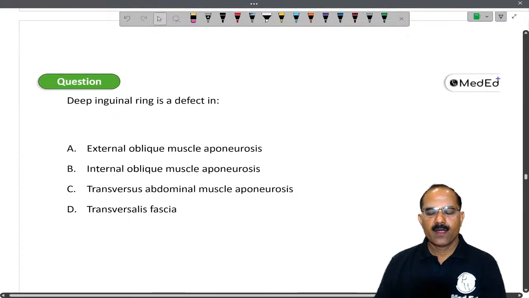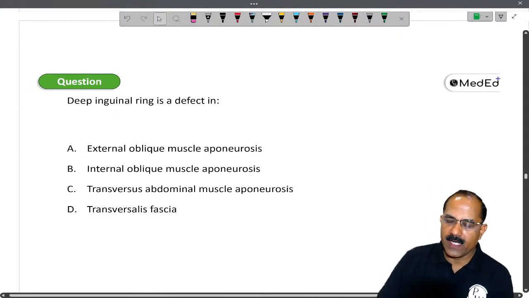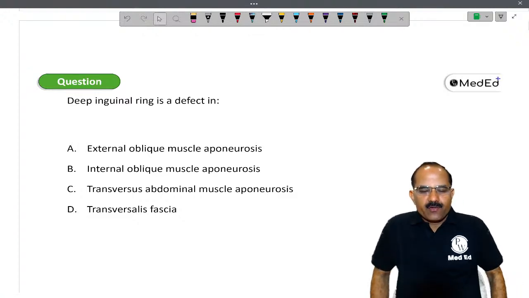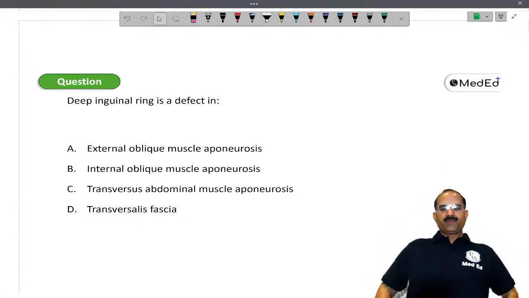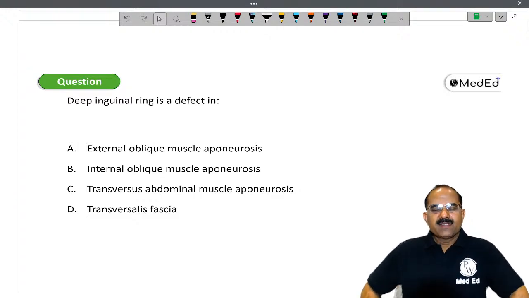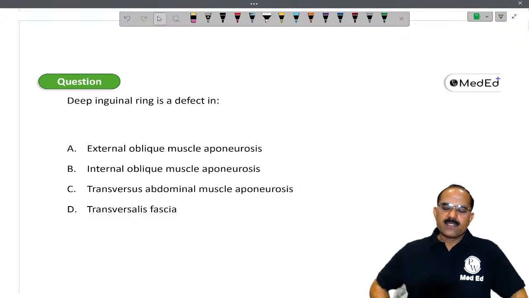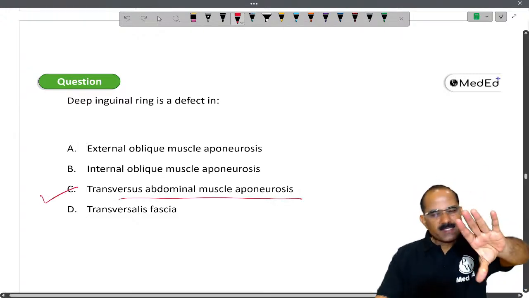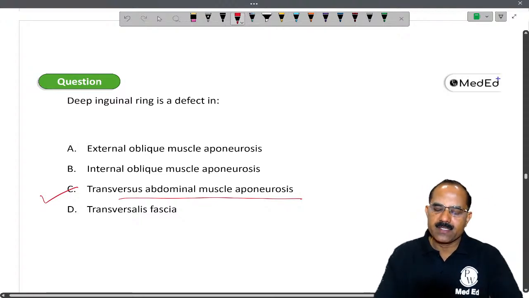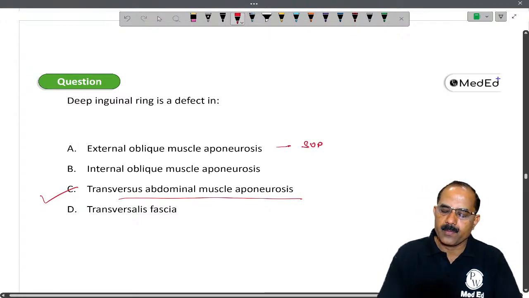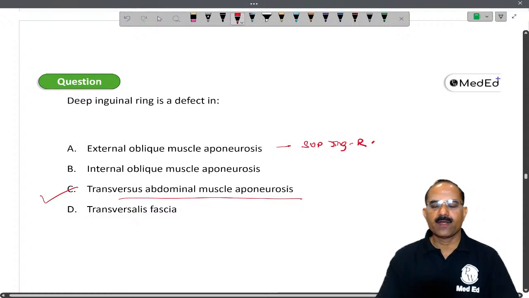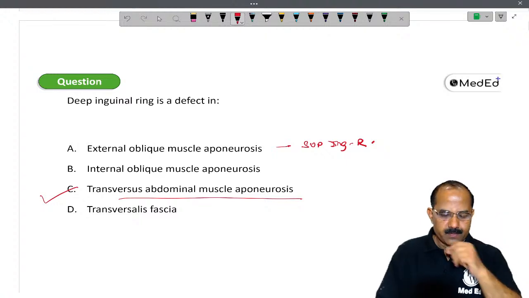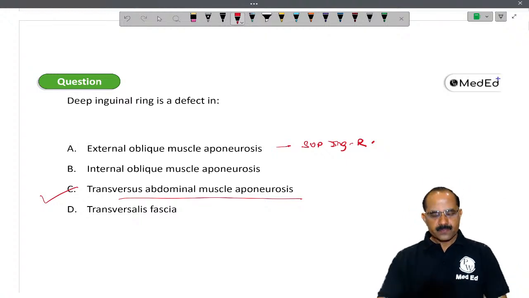Answer this. Deep inguinal ring is a defect in. चलो बोलो बच्चों, बोलो. Easy है. This you must be knowing. Answer this. Deep inguinal ring is a defect in transverse abdominis aponeurosis, and the superficial inguinal ring is a defect in external oblique aponeurosis. That's a superficial inguinal ring. That's a defect in external oblique aponeurosis. The deep inguinal ring is a defect in transverse abdominis. ठीक है?